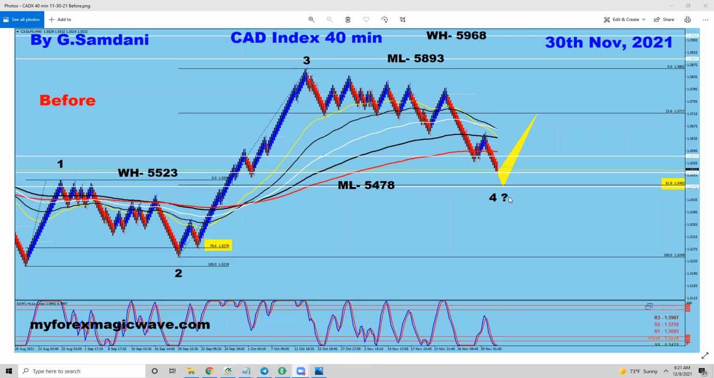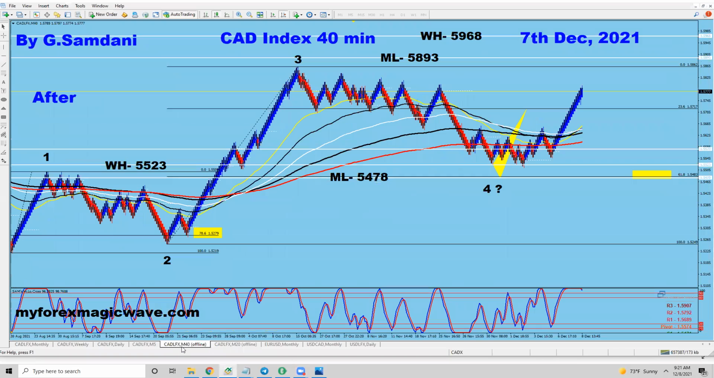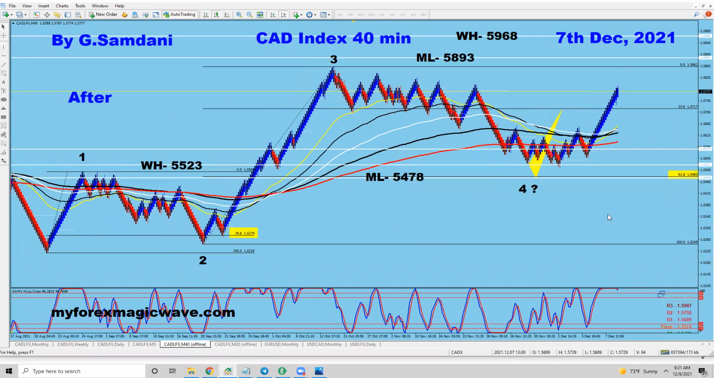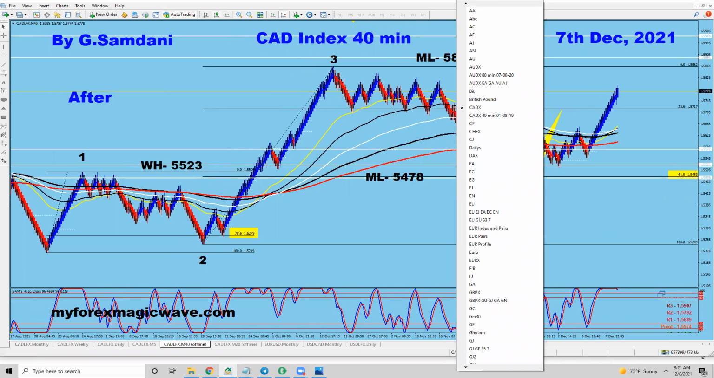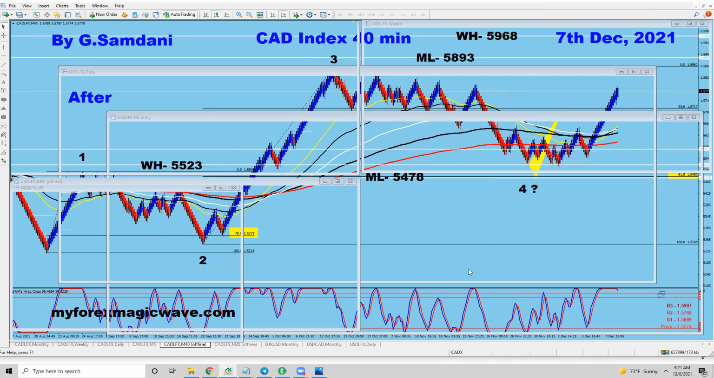So this is the chart I made, and it is now like this. No, not like this. Sorry, like this, right? So it is going up. So now this is the CAD index. So when the news comes out, just watch what happened, right? And then at the same time, let's go take a look at real quick the USD index.